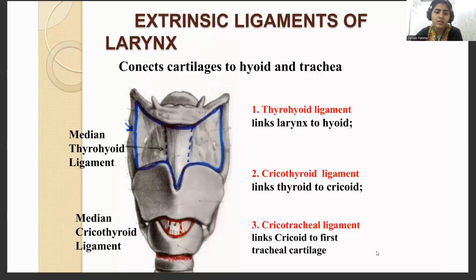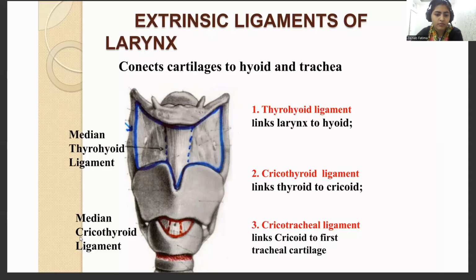Next slide. Then we have the extrinsic ligaments of the larynx. They connect the cartilages to the hyoid and trachea. We have the thyrohyoid ligament, which links the larynx and hyoid. Then we have the cricothyroid ligament, which links thyroid to cricoid. Then we have the cricotracheal ligament, which links cricoid to the first tracheal cartilage. This you can see in the diagram. The median thyrohyoid ligament.